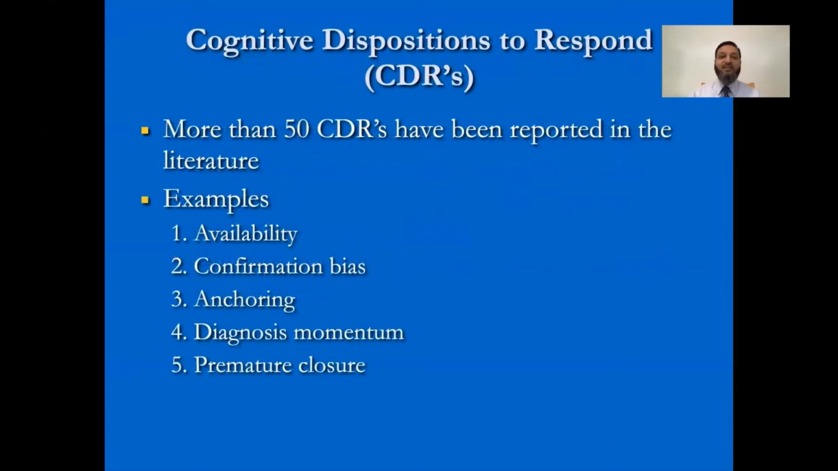There have been many CDRs or cognitive biases described in the literature. Some literature suggests there are more than 40 or 50 of them. Some examples of these CDRs as biases include availability, confirmation bias, anchoring, diagnosis momentum, and premature closure. We're going to talk about each one of these briefly.